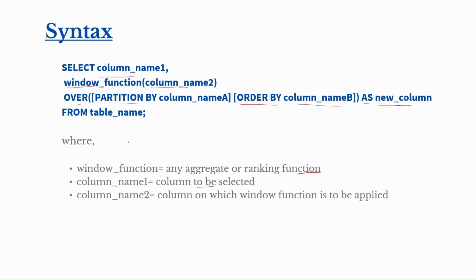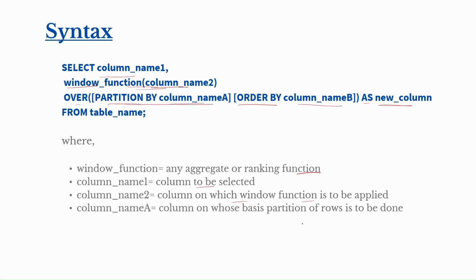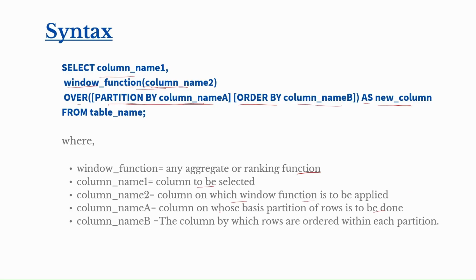Then we have column name 2, which is the column on which the window function needs to be applied. Column name A in the partition by clause is the column on the basis of which the partition of rows will be done. Column name B in the order by clause is the column by which rows are ordered within each partition. New column is the name of the new column that will be formed. In the example we just discussed, the new column was total spent. And the from table name is the name of the table. So that's the basic syntax of writing a window function.